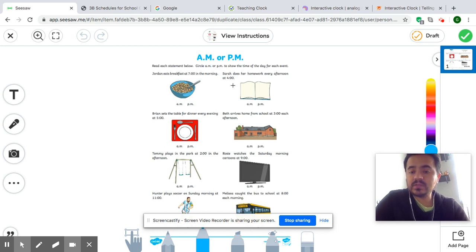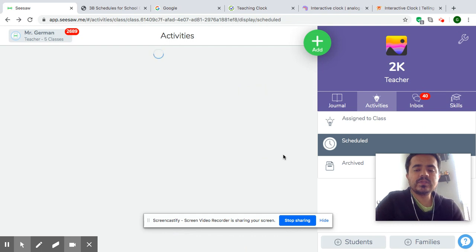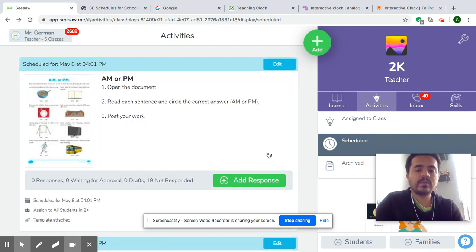Well, breakfast, 99% of the cases, you have breakfast at AM, right? So you're going to circle the right answer for every single one of these statements, okay? They're really, really easy. It's going to help you to understand a little bit better the difference and the division between AM and PM.